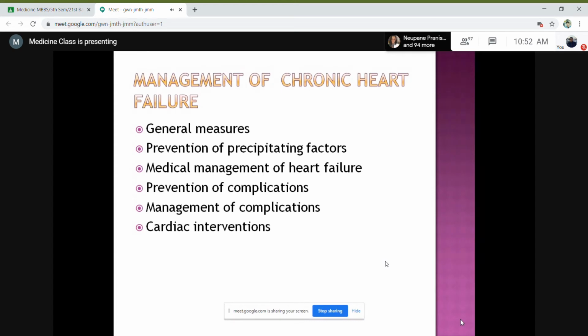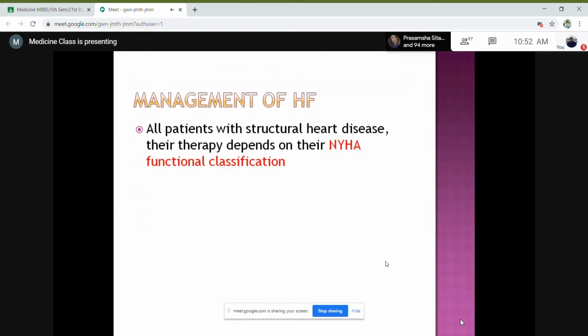Management of chronic heart failure is divided into different subheadings. We have to consider the general measures, prevention of the precipitating factors, medical management of heart failure, prevention of the complications that may occur, management of complications, and cardiac interventions. Firstly, general measures, for chronic heart failure. All patients with structural heart disease have therapy that depends on NYHA functional class.